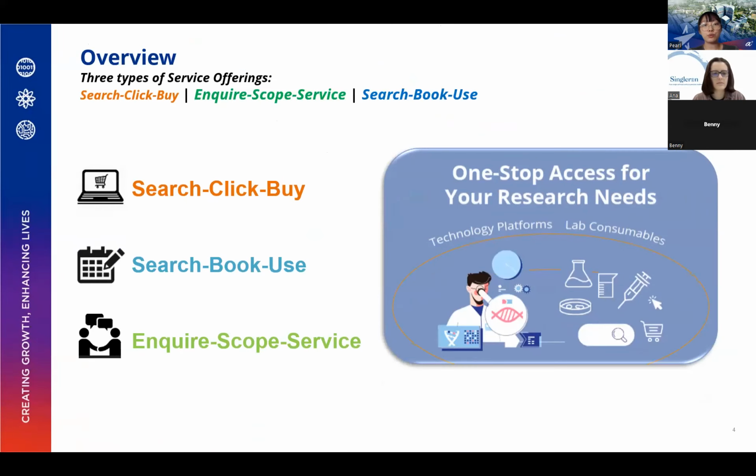With search-book-use, users can look for equipment they require and book the usage of this equipment, which can either be self-use or staff-operated. The Enquire Scope service mode is more specific and targeted, in which the relevant technology platform will carry out the service based on your experimental requirements provided. We also have a broad range of services that are managed by the RSC technology platform, and we provide both the front and back-end support to this platform. This allows them to focus more on the service delivery.